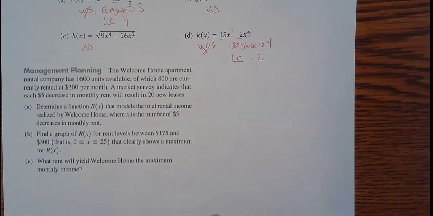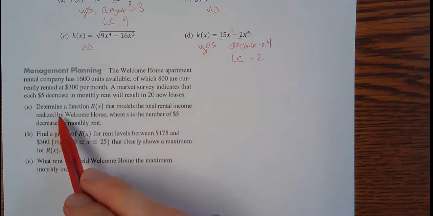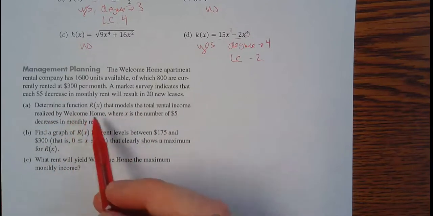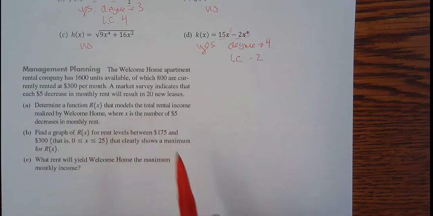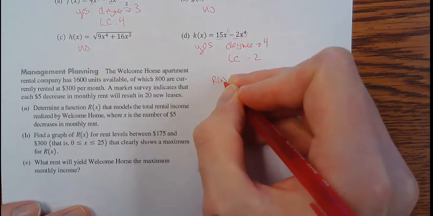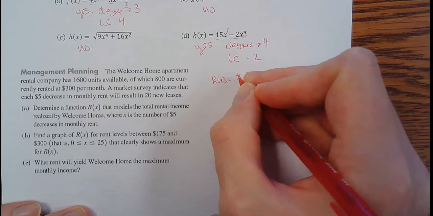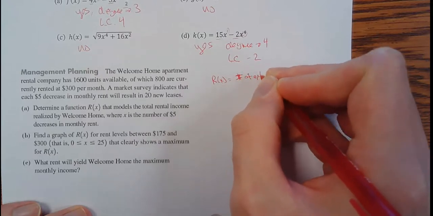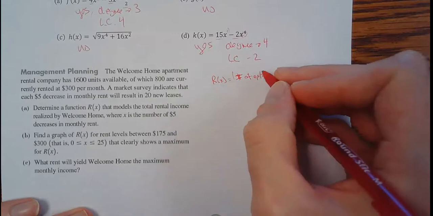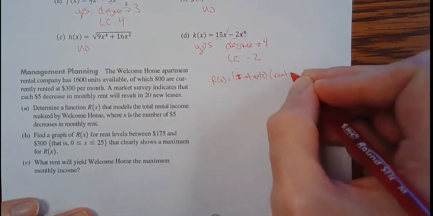So first, determine a function, R of X, that models the total income realized, which just means how much money they got, where X is the number of $5 decreases in monthly rent. So just think that R of X is going to be the total income. So that's the number of apartments times the rent per month.